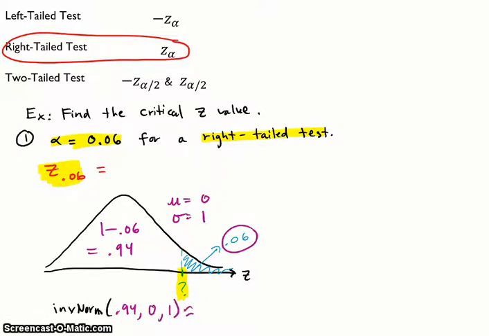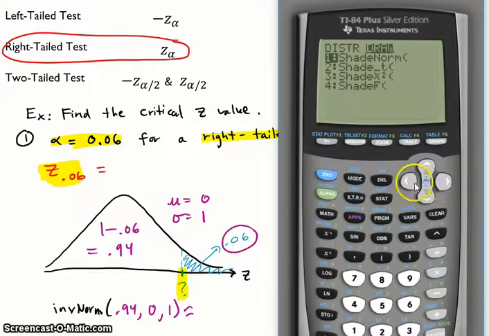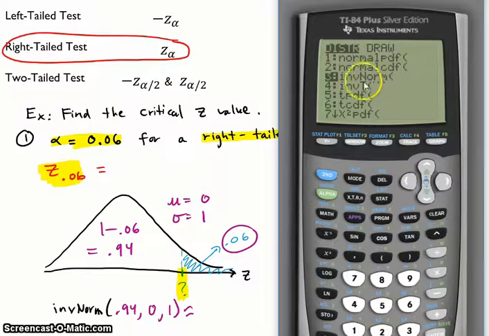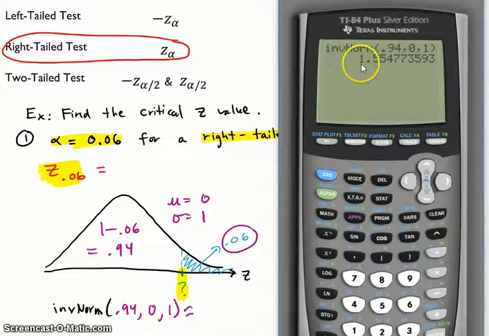All right, so we are going to load our calculator, and we're going to go to second vars, go to inverse norm, which is the third function. Area to the left is 0.94, 0 and 1 is the mean and the standard deviation. Paste. So the inverse norm, the critical z value rounded to two decimal places, would be 1.55.